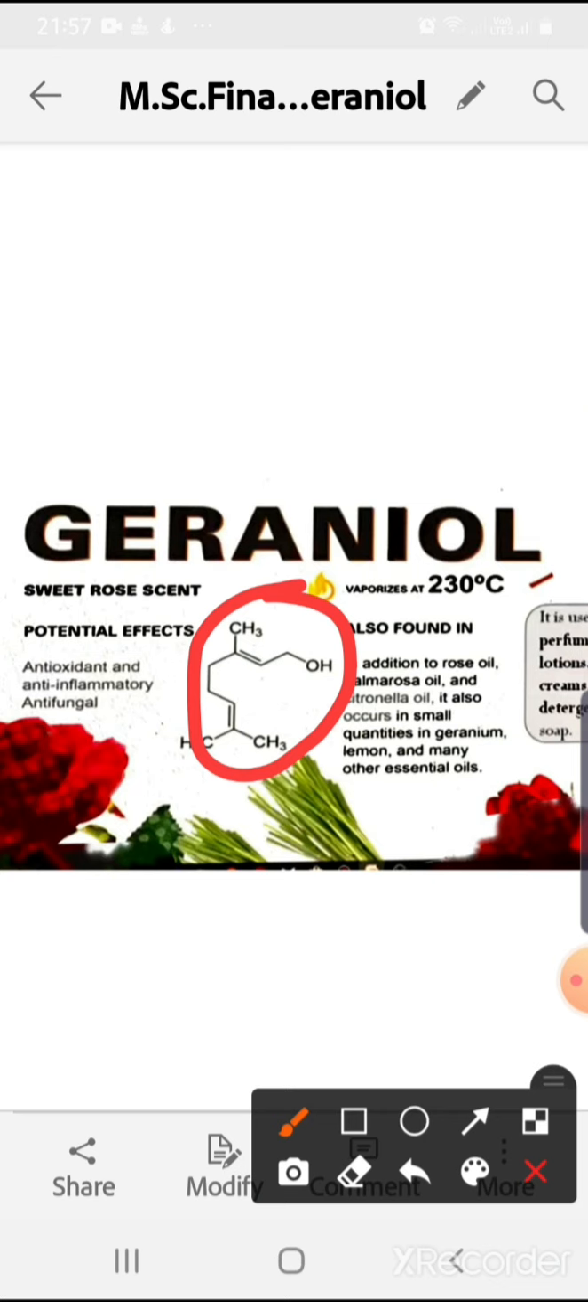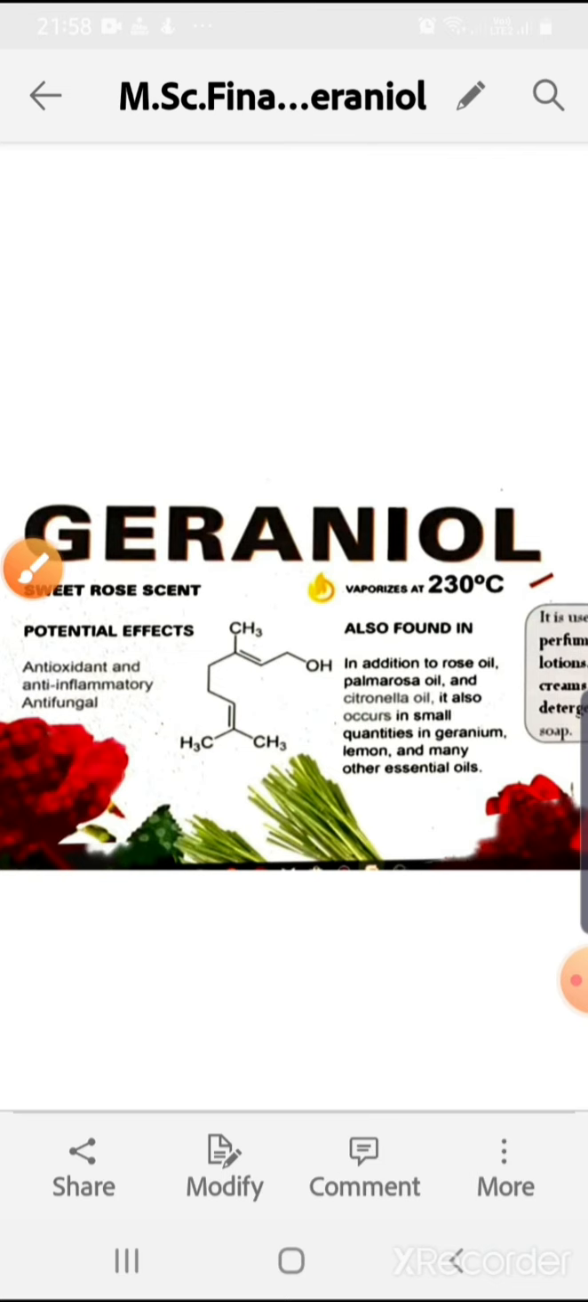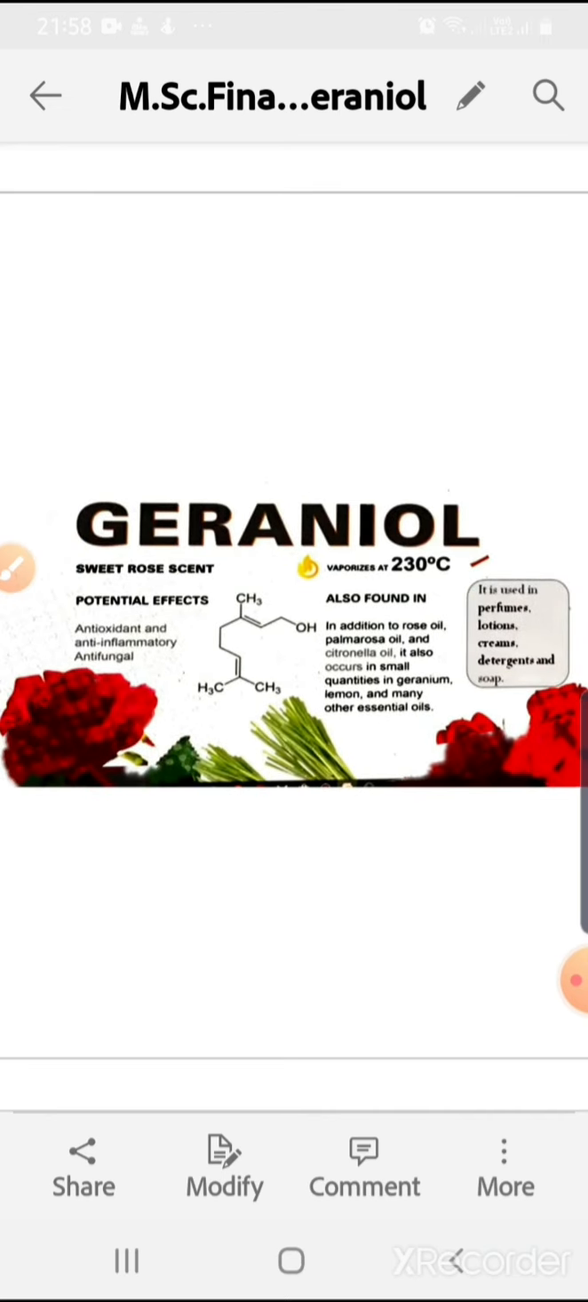The major source of geraniol is rose oil. It is also found in palm rose oil and citronella oil. It also occurs in small quantity in geranium, lemon, and many other essential oils. It is a pale yellow liquid, but pure geraniol is a colorless liquid.